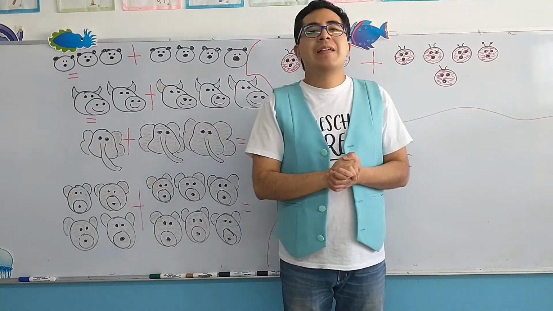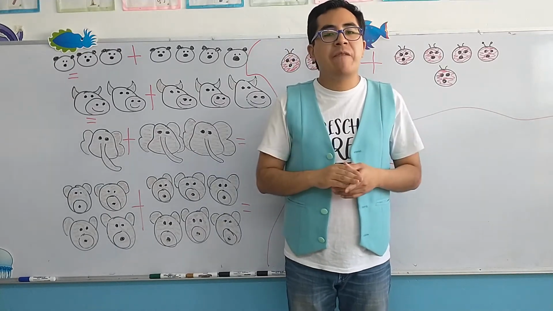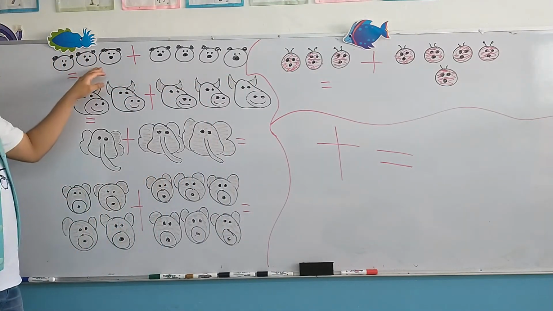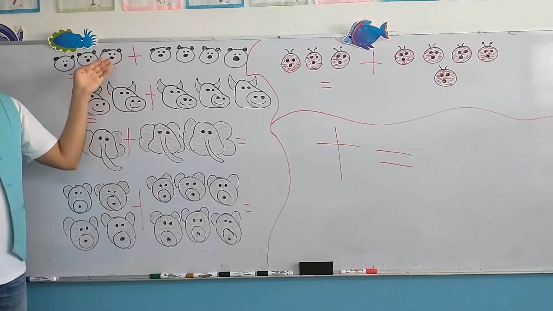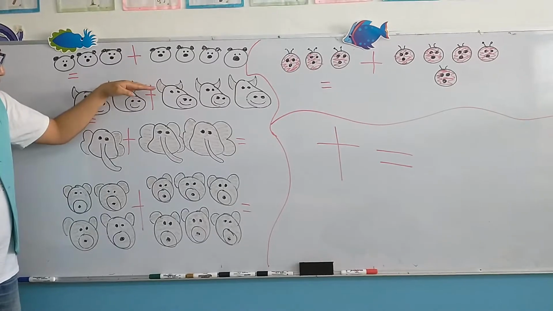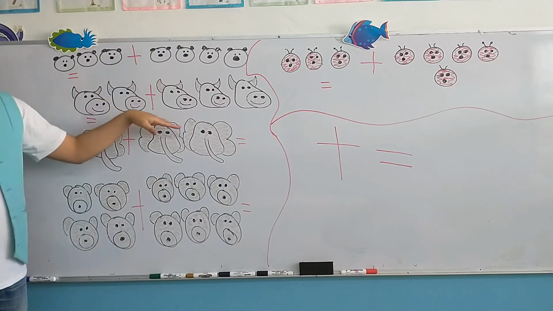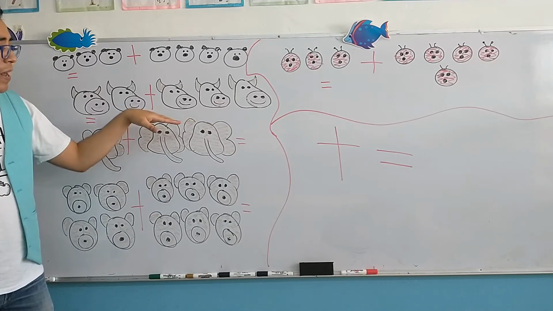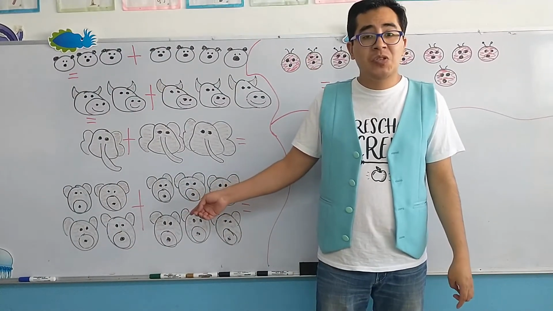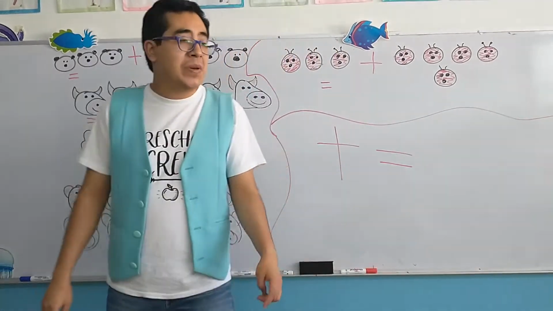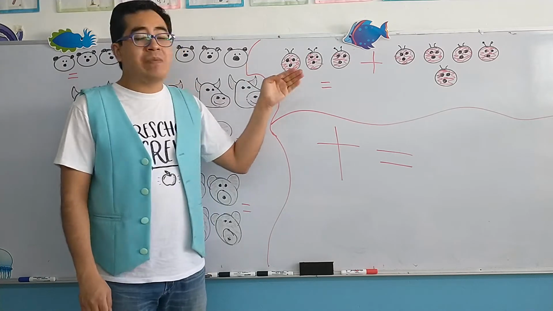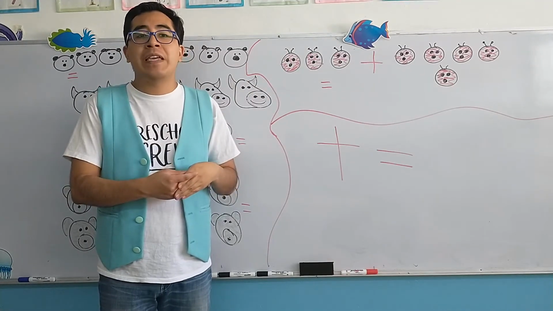So, first of all, let's see what objects do we have for today for these additions. The first one, we have some pandas, okay? These are pandas. Next to, we have cows. Next to the cows, abajo de las vacas, we have some elephants. Next to the elephants, we have some bears, unos osos. And the final addition, it's about caterpillars. Okay? Caterpillars, remember, are part of the family of insects.